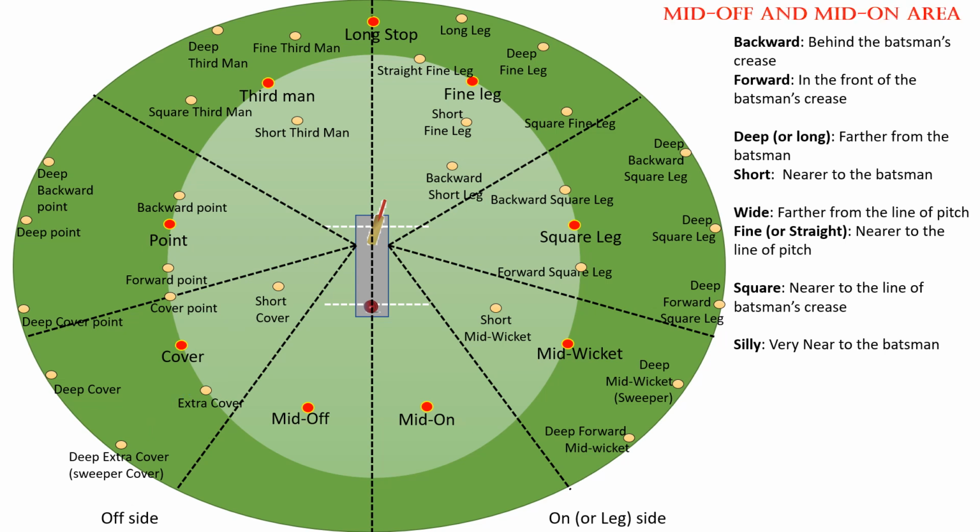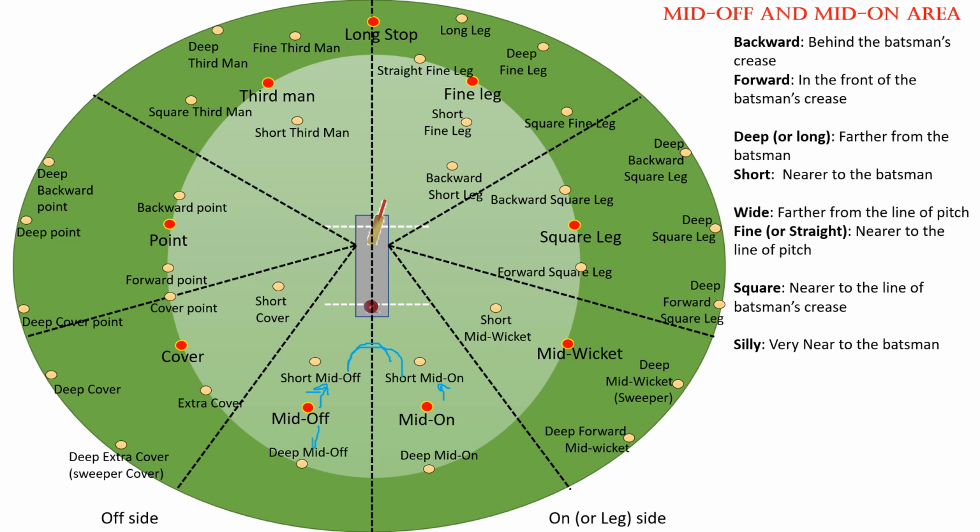And now let's see the mid-off and mid-on positions, or the areas in this position. You would notice that many of these positions in the mid-off area are the mirror image of mid-on area positions. So let's see first of all the short mid-off area, that is, when the mid-off field position is moved towards the pitch, we get the short mid-off position. Similarly on the mid-on side, if we move towards the pitch, we get the short mid-on position. And you will notice that this is almost like a mirror image of the short mid-off position.